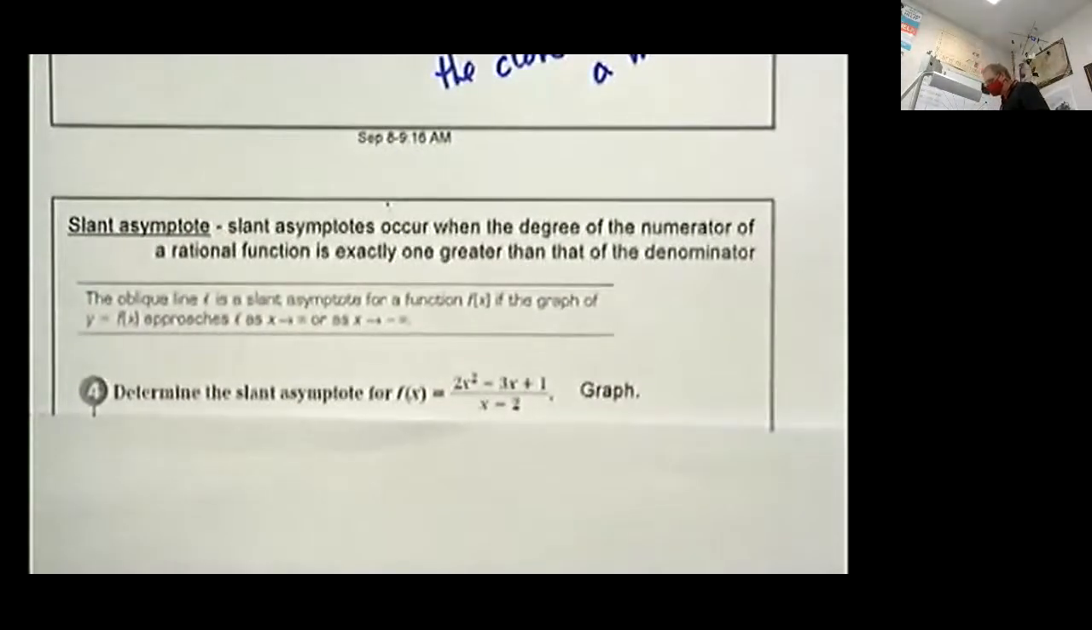Recall we also in college algebra talked about slant asymptotes. The slant asymptotes occur when the degree of the numerator of a rational function is exactly 1 greater than that of the denominator.